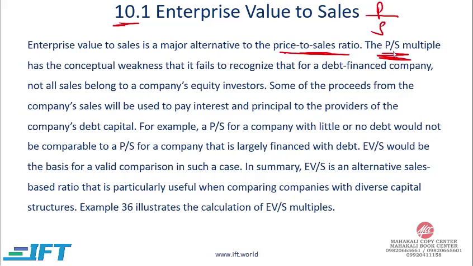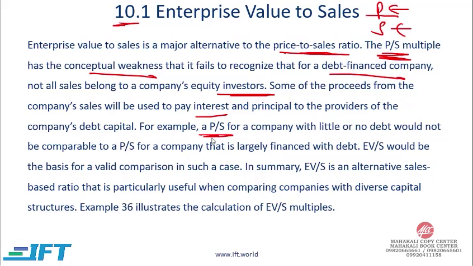But there's a fundamental issue with price to sales. The price to sales multiple has the conceptual weakness that it fails to recognize that for a debt financed company, not all sales belong to equity investors. So the P is the price of a stock. So this obviously is a common stock or equity holder perspective. But the S is not purely an equity holder perspective, because the sales, in a sense, first go to debt holders. Once they are paid off, then the shareholders get their part after that, after the expenses have been paid off. Some of the proceeds from the company's sales will be used to pay interest and principal to the providers of the company's debt capital.